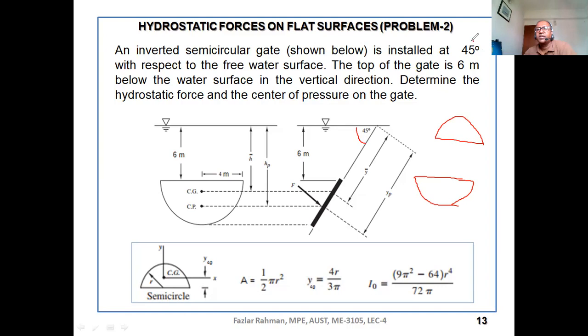So immediately this is theta. Top of the gate is 6 meter. Top of the gate, it's saying 6 meter below the water surface in vertical direction. That means this direction is 6 meter. So that means from here to here is 6 meter. Determine the hydrostatic force. You have to figure out the F and you need to figure out the YP on the gate.